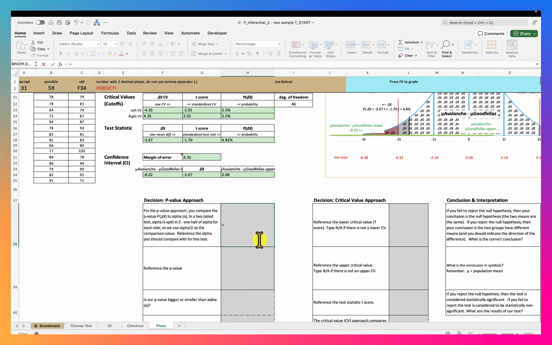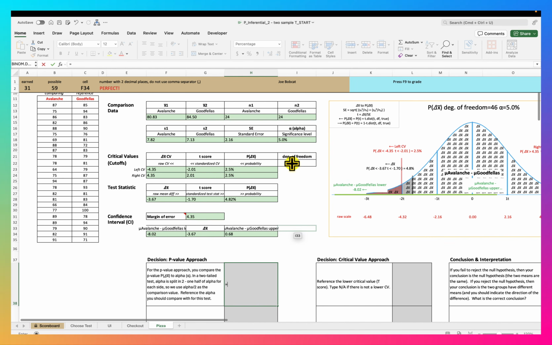And failed to reject in real terms means the taste testers couldn't tell the difference on a 100-point scale. In other words, if you look at these numbers, 80 and 84, it means that on a 100-point scale with 60 participants, that's not a big enough difference that you could actually say Goodfellas is better. The difference would have to be bigger for you to reach that conclusion.